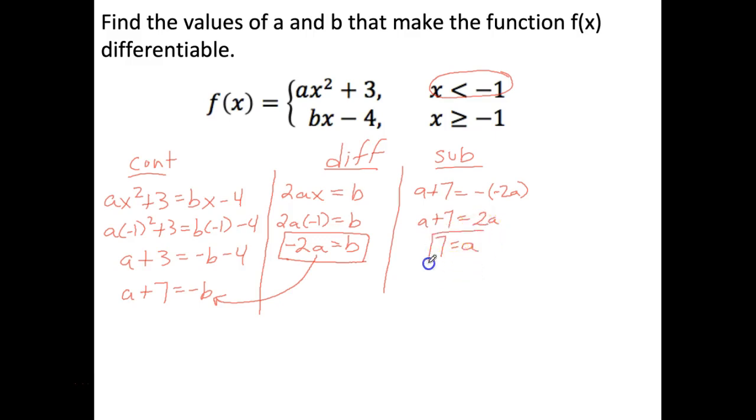So a is 7. Now we have a. We also need to figure out what b is. Since we now have a, we can plug a right there, and that'll tell us what b is. So b is equal to negative 2a. And remember, a is 7. So I'll just plug that in there. So b is equal to negative 14. And those are the two values that would make this continuous. So if you put a 7 here and a negative 14 here, then this would be a differentiable function. Any other values would make it not differentiable.